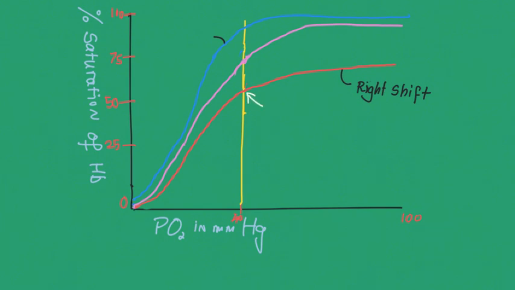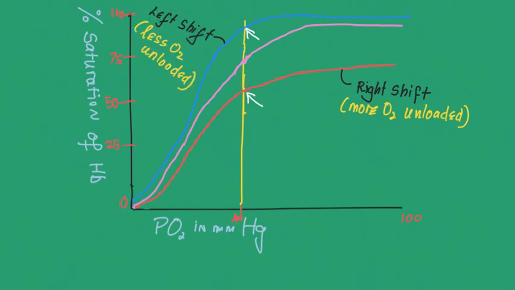In the right shift, the hemoglobin is saturated 50%, which means that it is unloading more oxygen. On the left side, the percent saturation is almost 100%, which means that less oxygen is being unloaded by the hemoglobin. So what does this mean? The curve shifted to the right is delivering oxygen to active tissues.